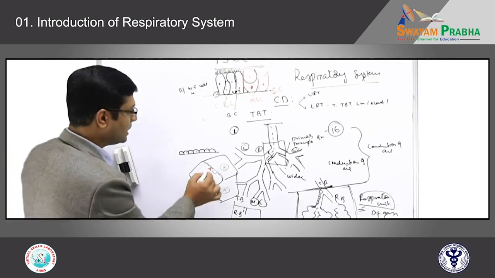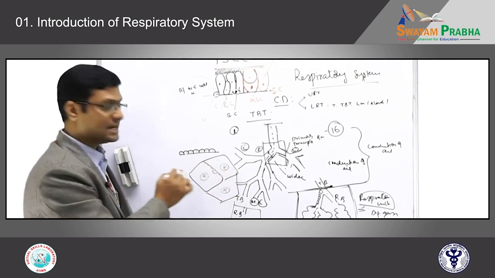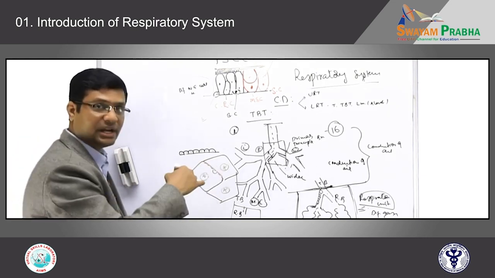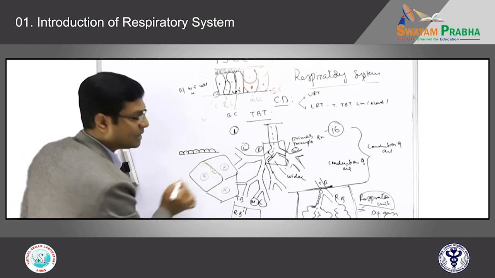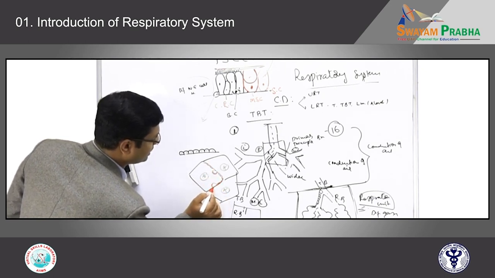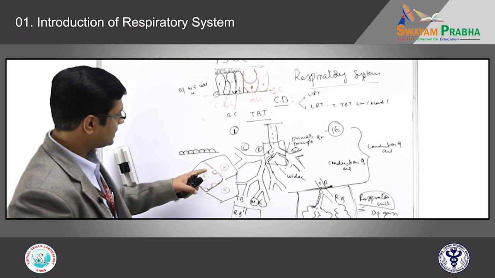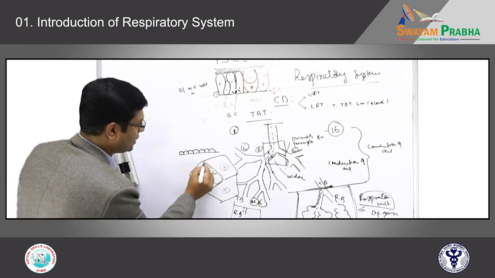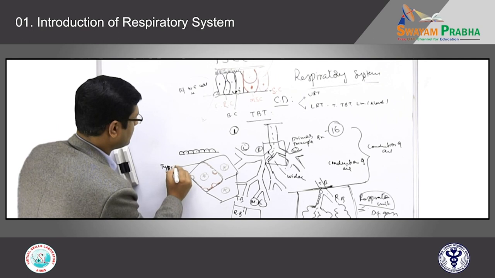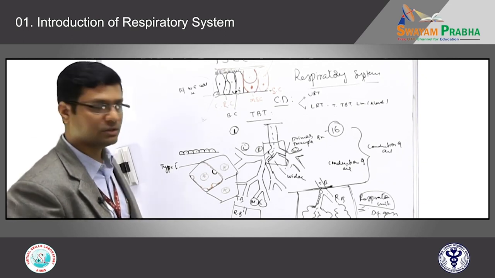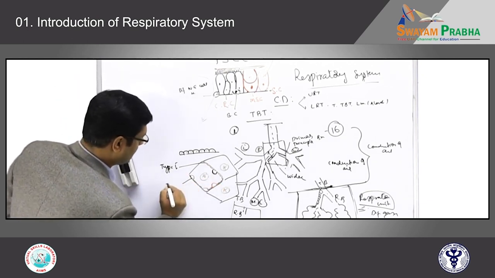Why is it called interalveolar septa? This septa is common for both the alveoli. It separates these two alveoli. So, these alveolar septa are lined on the inner side by simple squamous epithelium, flattened epithelium, and occasionally one big cell. The flattened epithelium which lines the alveoli, where actually the diffusion takes place, we call type 1 cells, type 1 pneumocytes. In between, occasionally you will see the big cells which pop out into the lumen of the alveoli. These are called type 2 cells.